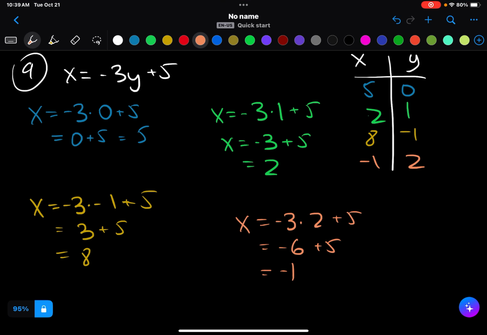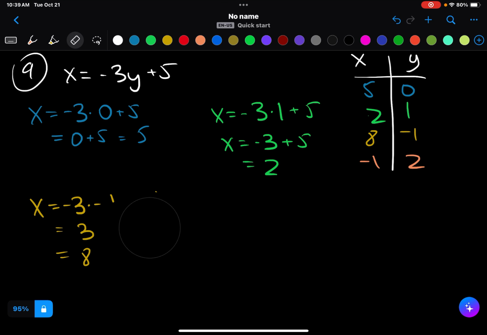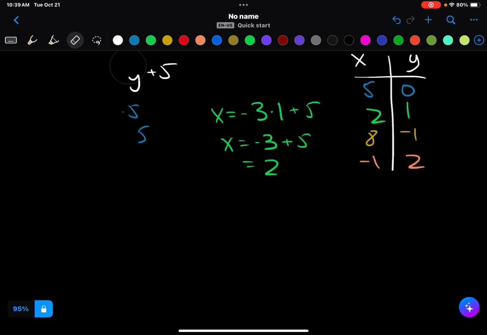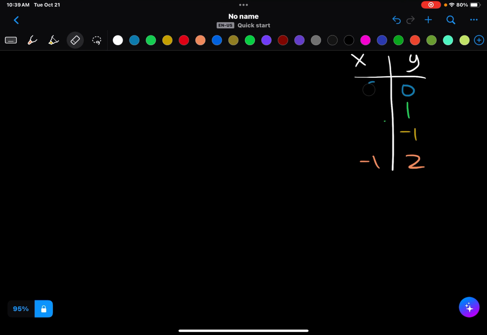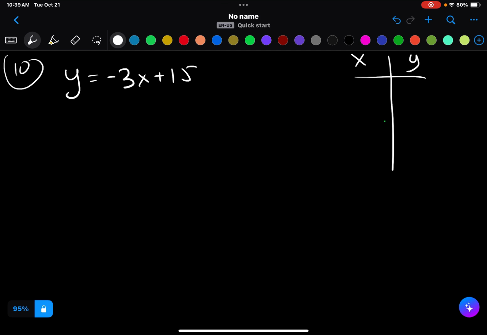All right, so that's number 9. Please let me know if you have any questions. Pause this if you need to. And let's do number 10, our very last problem. So for 10, another easy problem. You have y equals negative 3x plus 15. I'm going to be plugging numbers in for the x because it's y equals. So I'll choose 0, 1, negative 1, and 2, but you can choose whatever numbers you want.